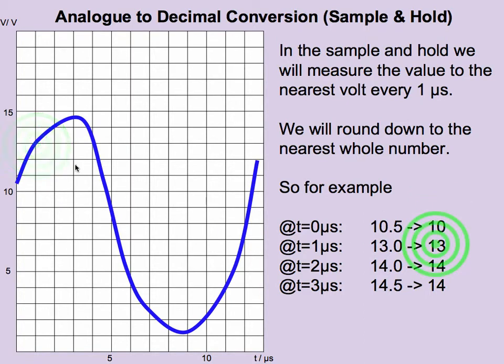At 1, it's at 13. That would be rounded to 13 still. At 2, it's at 14.0 approximately. That would still be rounded to 14. But at 3, it's at about 14.5. That would still be rounded down to 14. So we can notice how this process loses some of the precision and accuracy of the data.